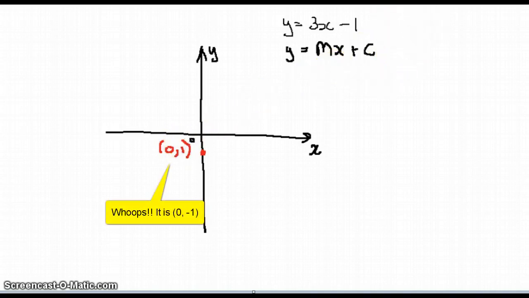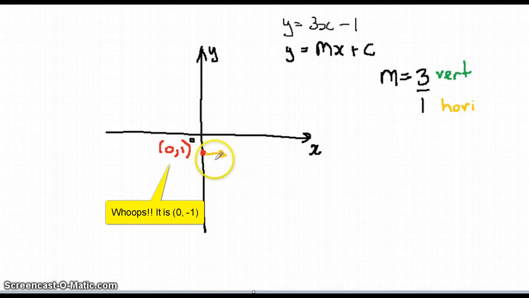Now, the gradient is the next piece of information I'm going to use. The gradient here is equal to 3, but any whole number can be written over 1. Because the gradient is positive, I know the line is going up this way. So all I have to remember is that the 3 is the vertical distance and the 1 is the horizontal distance. So I'm going to do the horizontal distance first. From the point I know, I go across 1 and then I'm going to go up 3.